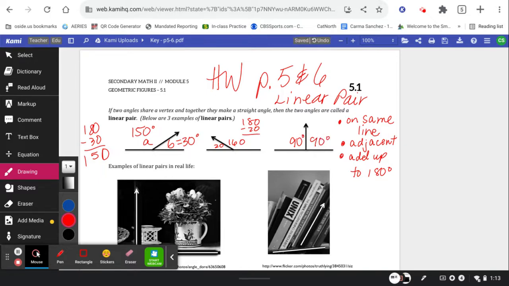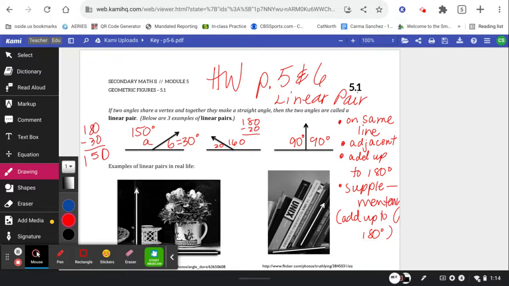So we say that linear pairs are supplementary because by definition, supplementary means they add up to 180.